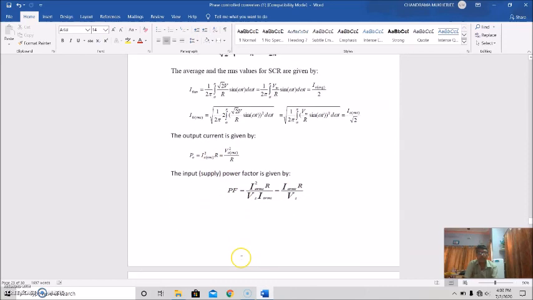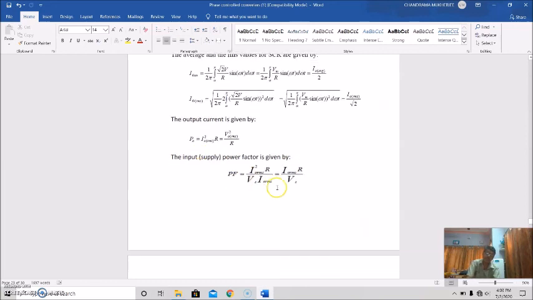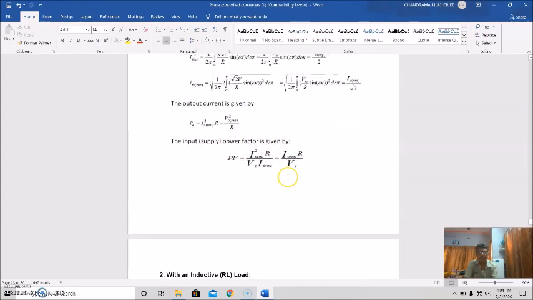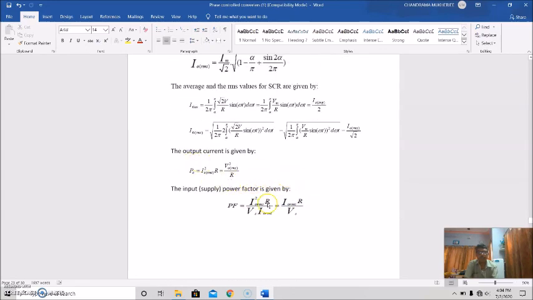That we have to discuss whenever we talk about the single phase half wave converter also. So we have found the output power and then the input power factor. That's all about the input output power and input power factor.